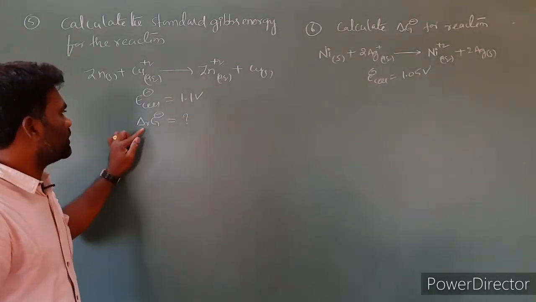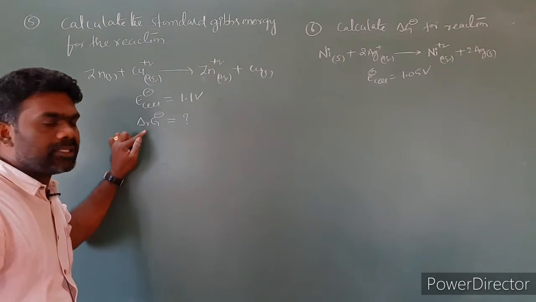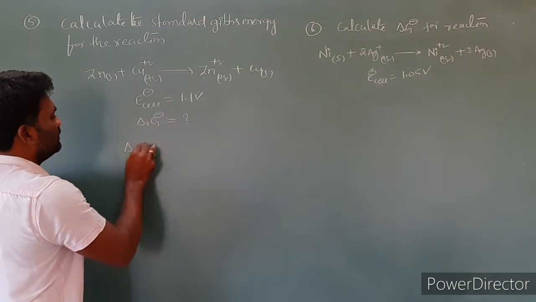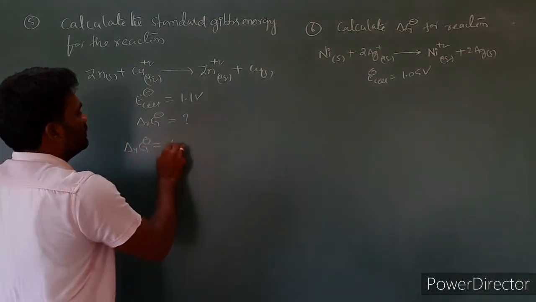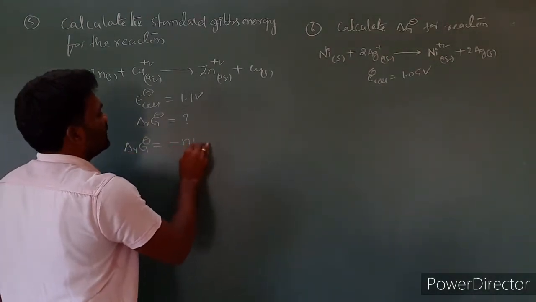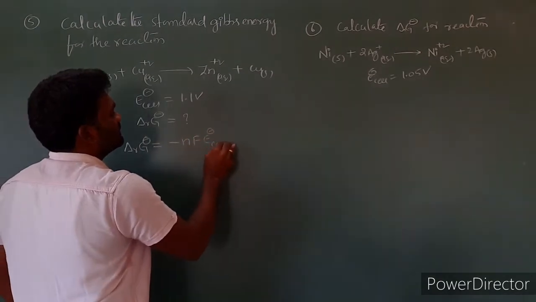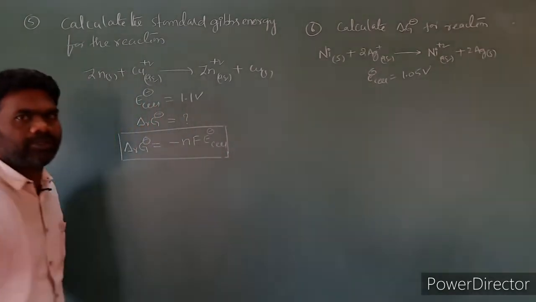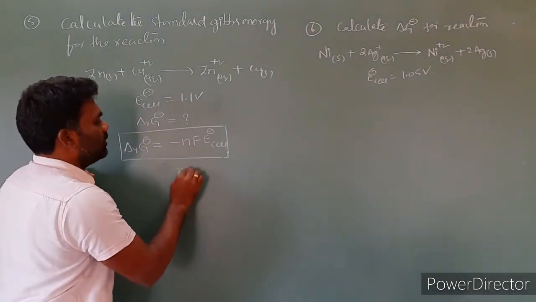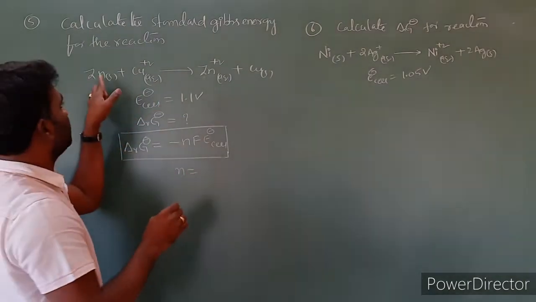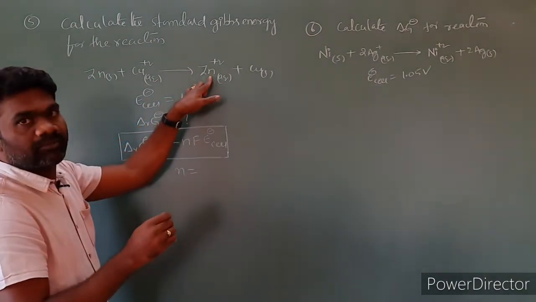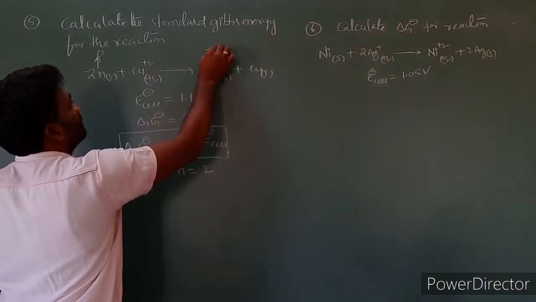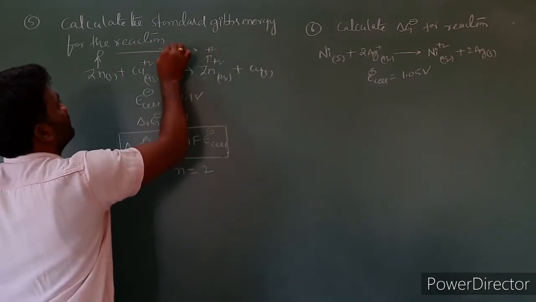We derived an equation for the relationship between the standard Gibbs energy and the standard potential of the cell. The formula is standard Gibbs energy is equal to minus nF E° cell. So this is the formula we have to use. Then here n is equal to the number of electrons involved in the reaction. Zn 0 is converting into Zn +2, so the number of electrons involved is 2.